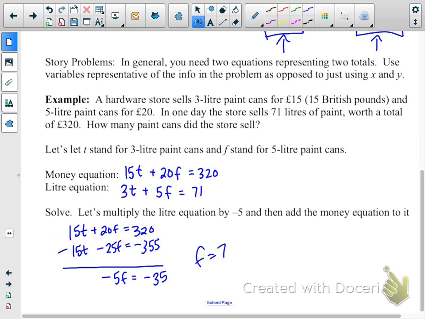So I need to know how many paint cans the store sells. So that's going to be 7 for this, and then when I plug that back in, I end up with 12 of the 3-liter cans. Now I'm realizing here that the answer just says how many paint cans, so that's a little bit vague. I think you could say 7 5-liter and 12 3-liter, or you could say 19 cans, because that is how many that they sold. Honestly, I would maybe just cover your bases and do both. So you can say 7 5-liters and 12 3-liters and then 19 total.